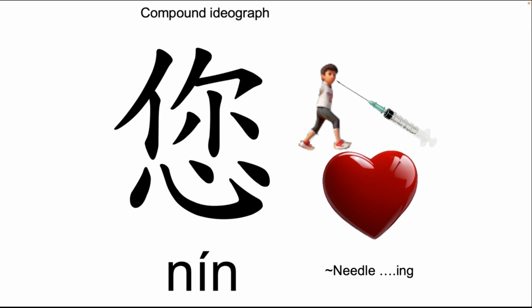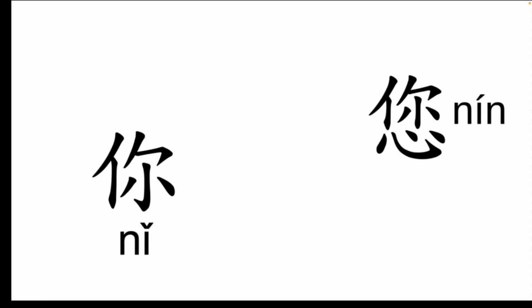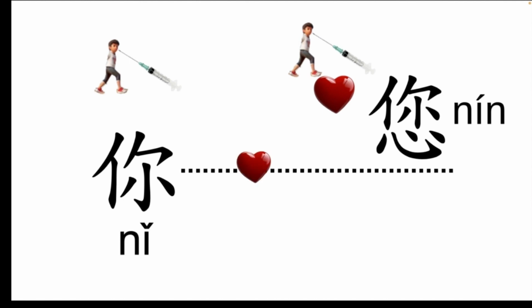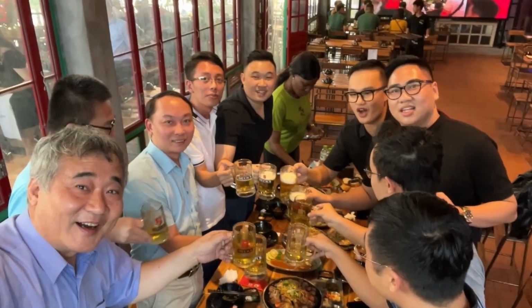Let's compare the characters ni and nin. The difference between the two is that the common ni doesn't have a heart beneath it. The respectful nin has a heart beneath the common ni, becoming nin. It is a combination of characters, with a heart added below to denote respect. In terms of pronunciation, it's similar to ni, but with a rising tone towards the end, expressing a respectful attitude.